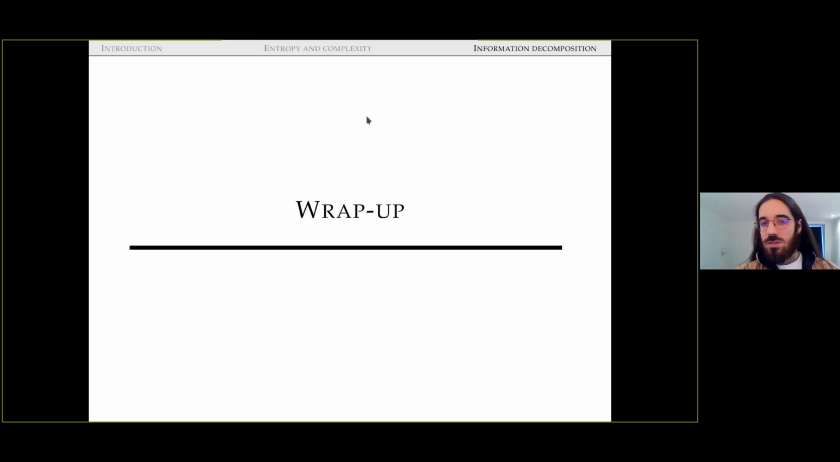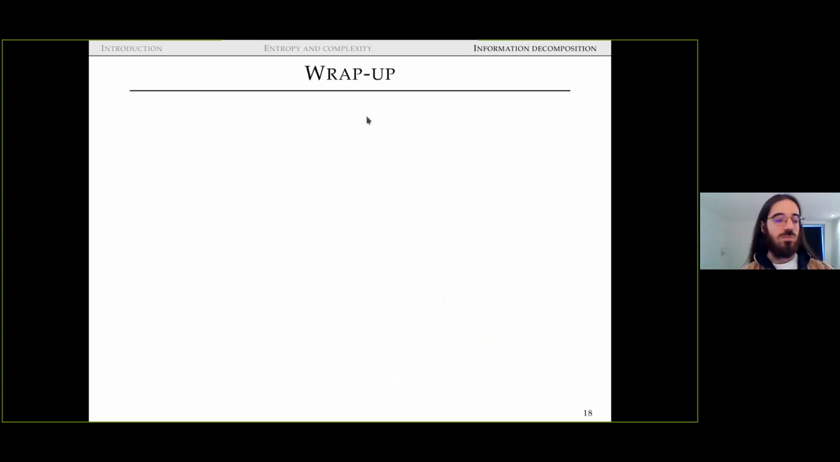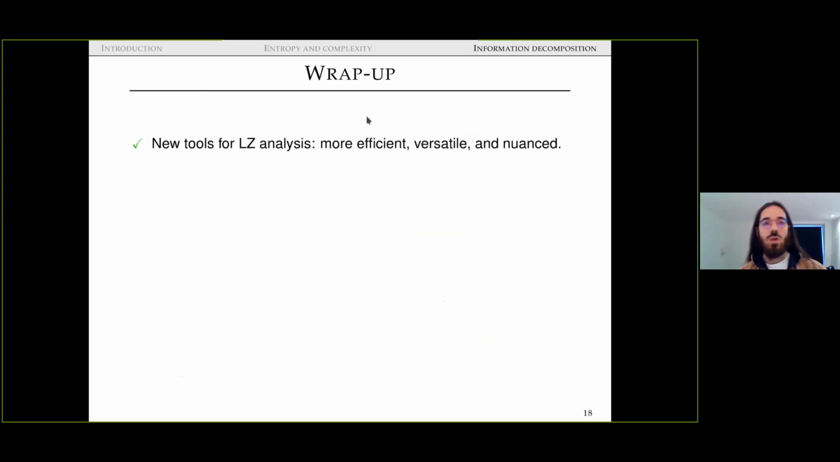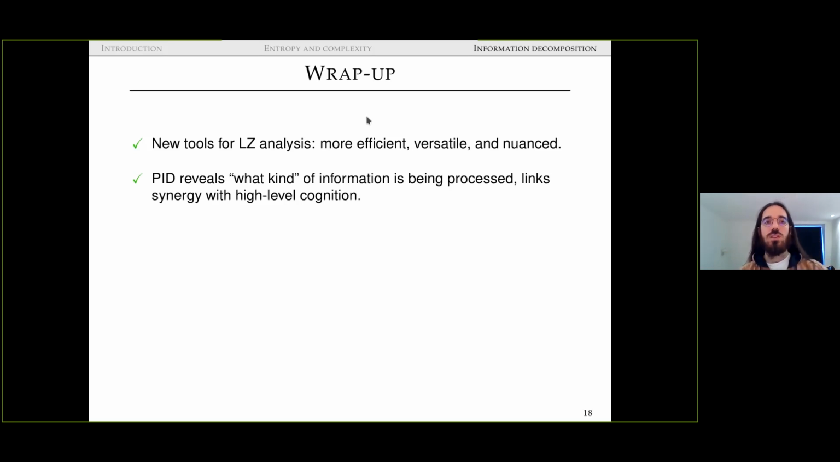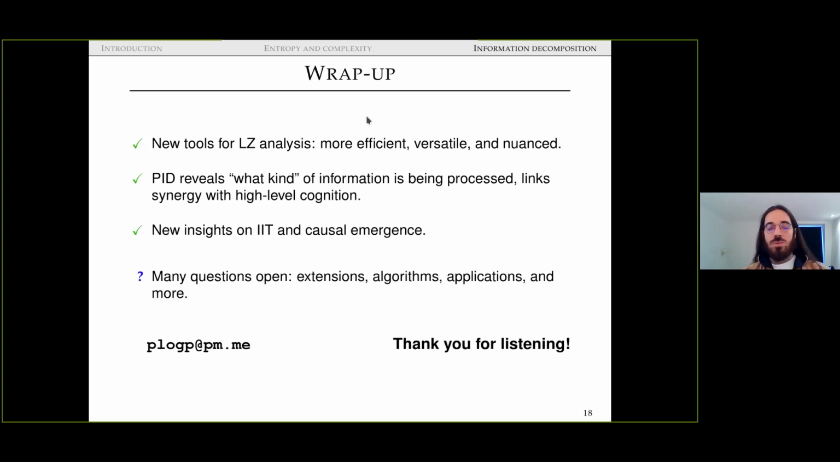So I'd like to wrap up on that one. As a very quick summary, what we have developed here is a bunch of new tools for neural complexity analysis that are more efficient, versatile, and nuanced. We can use partial information decomposition, which reveals what kind of information is being processed by a multivariate system. We found some links of synergy with high-level cognition and consciousness. And we've also used this to get new insights on IIT and causal emergence. There are, of course, many questions open, such as extensions, algorithms, applications, and more.